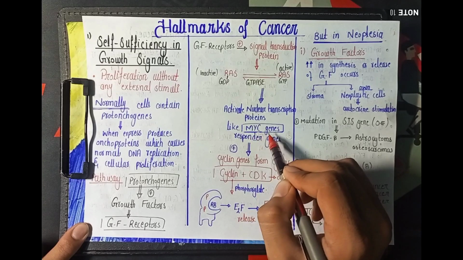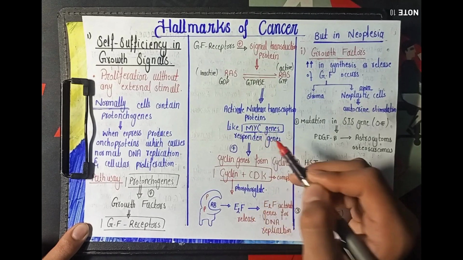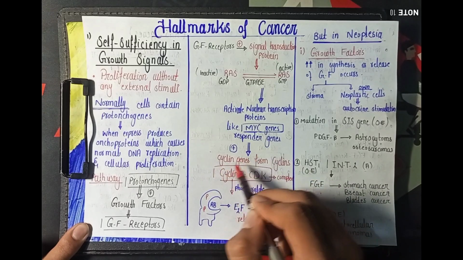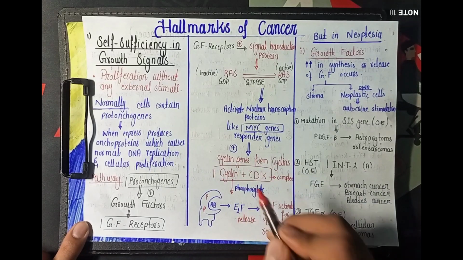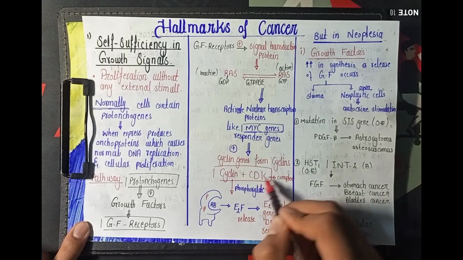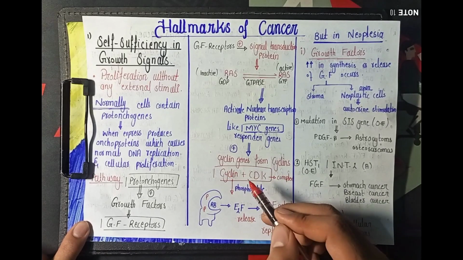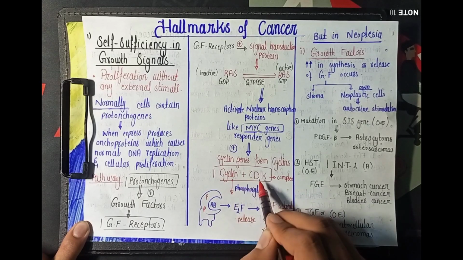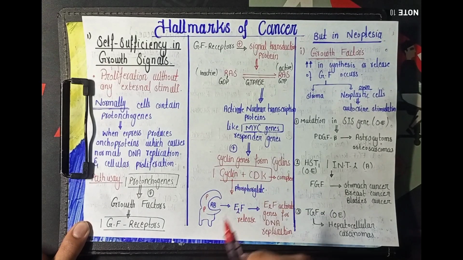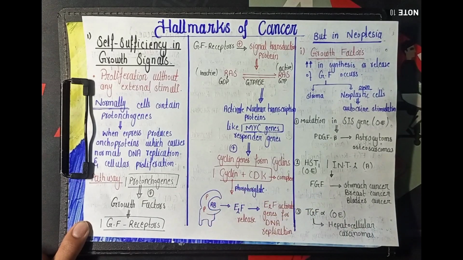When the RAS proteins, which are signal transduction proteins, are activated, they activate the nuclear transcription proteins like MYC genes, which are the responder genes. And when the nuclear transcription proteins are activated, they activate the cyclin genes. And when the cyclin genes are activated, they form the cyclins. And there are cyclin dependent kinase enzymes in the cell, and these kinase enzymes are cyclin dependent. So when the cyclin proteins are formed, they combine with the cyclin dependent kinase enzyme and form a complex, and this complex then acts on the RB gene.